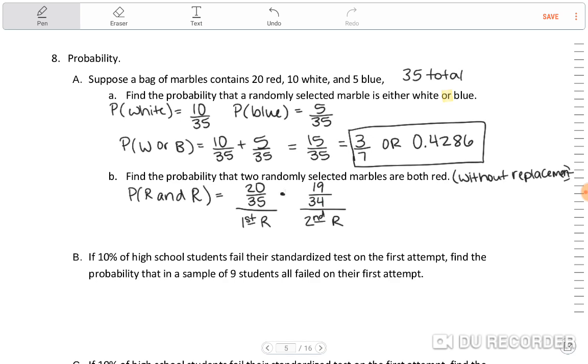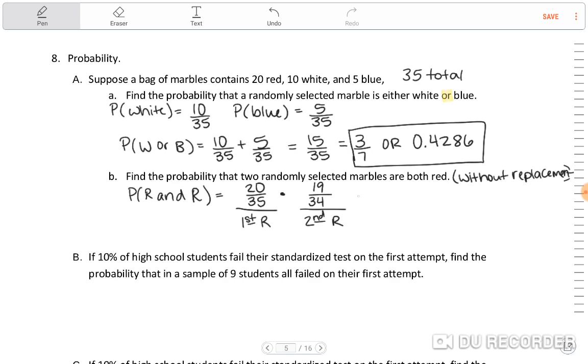For "or" situations, we add. Now, you're probably saying, well, it didn't say "and," right? Well, you have to kind of figure that out when it says, find the probability that two randomly selected marbles are both red. If both of them are red, that means the first one is red and the second one is red. So you kind of have to make that distinction there.